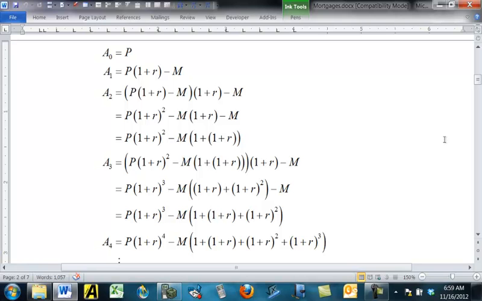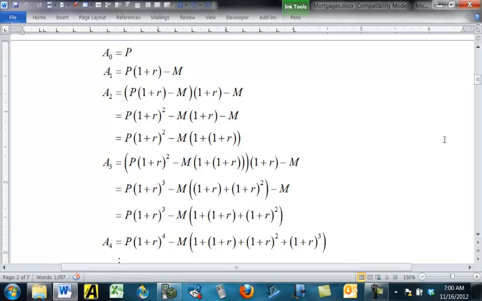Now what do you have for your second payment? Well, you take that amount, P times 1 plus R minus M, multiply that by 1 plus R, and subtract M. Now I'm going to distribute the 1 plus R, that's P times (1 plus R) squared, then you've got minus M times (1 plus R). Now I'm going to group the last two terms and factor out the minus M, and rewrite the order as well, and write that as minus M times (1 plus (1 plus R)).